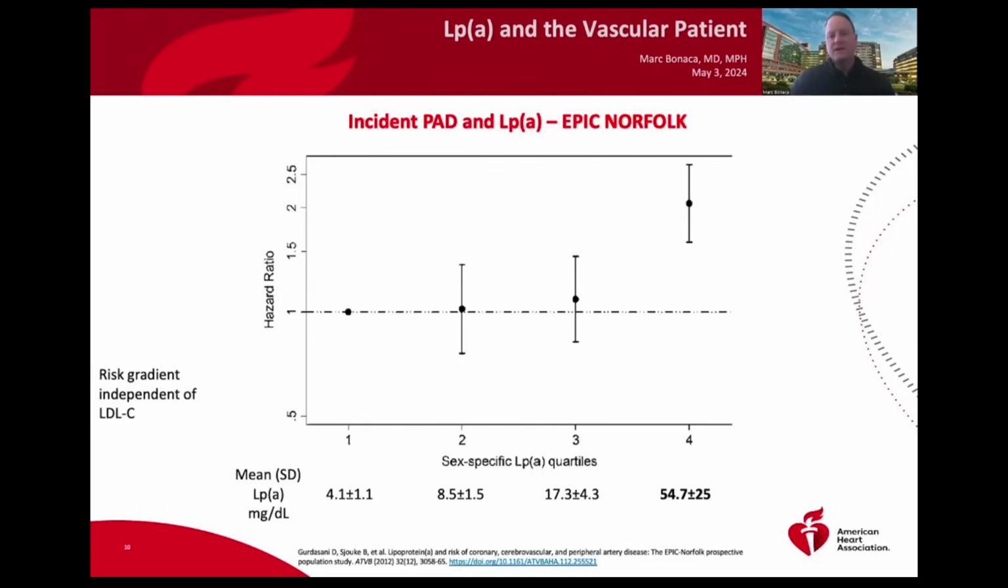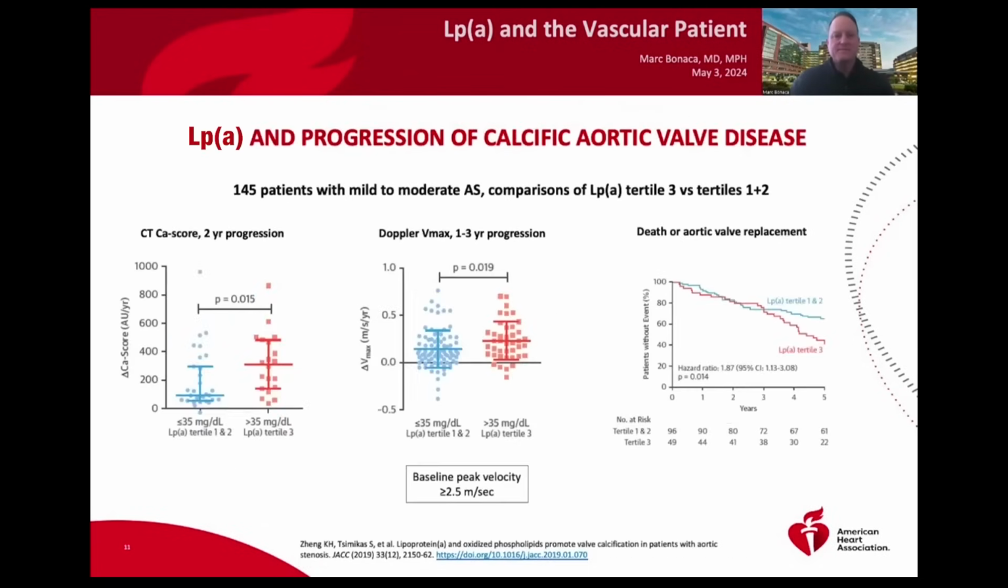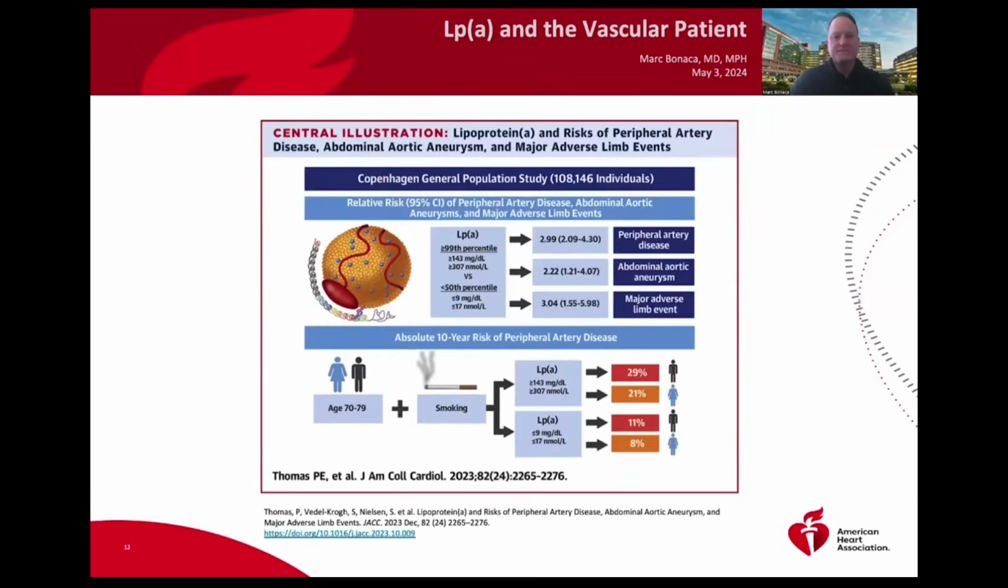And you can see this was clear at a level of about 50 milligrams per deciliter. We also know that LPA is important for the progression of other diseases, not just PAD, but has been associated with progression of calcific aortic valve disease. And while these may seem unrelated, the notion of calcification in the lower extremities is a major issue, and many of these patients have the shared comorbidity of PAD and aortic valve disease.